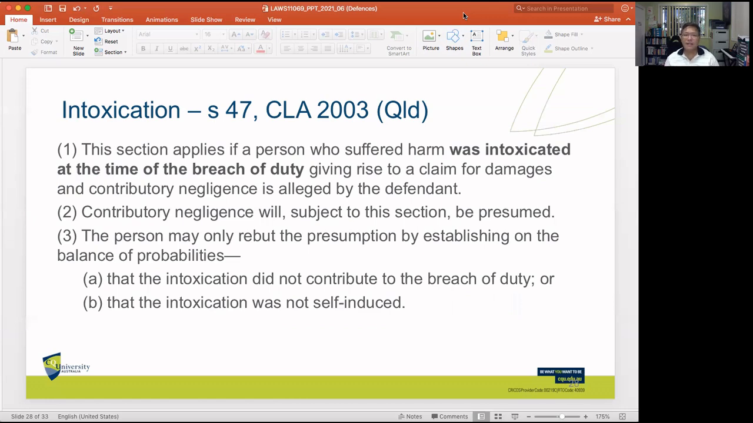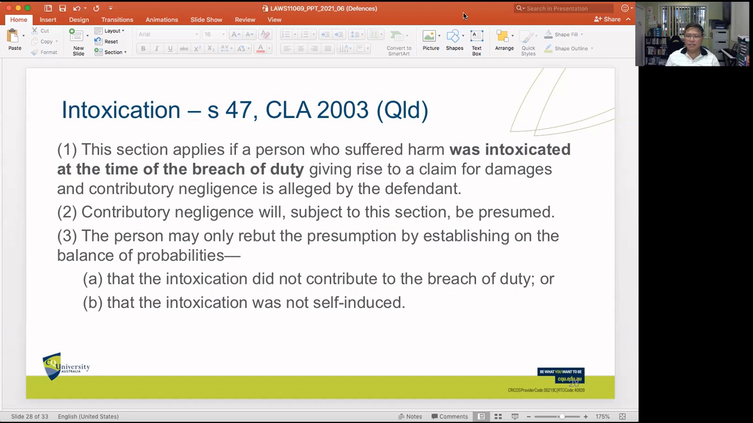So if there is intoxication on the part of a claimant, then the law presumes that there was contributory negligence on the part of a claimant. But at the same time, under subsection 3 of section 47, it also provides that the person may only rebut the presumption by establishing on the balance of probabilities, A, that the intoxication did not contribute to the breach of duty, or that the intoxication was not self-induced.